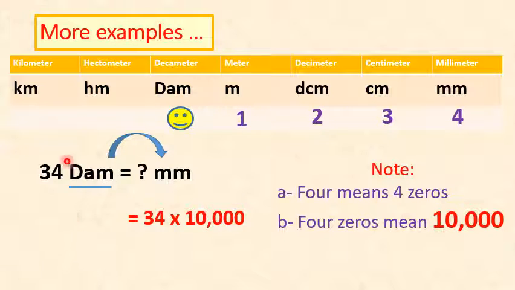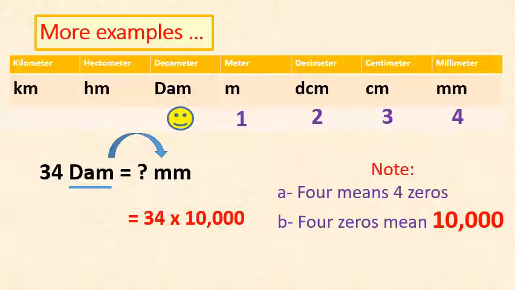We're going to get this number, put it over here, and then multiply by 10,000s. Why 10,000s? Because we reached the number 4. What do you mean by 4? 4 means 4 zeros. Why did we multiply? Because we moved to this side in the table.